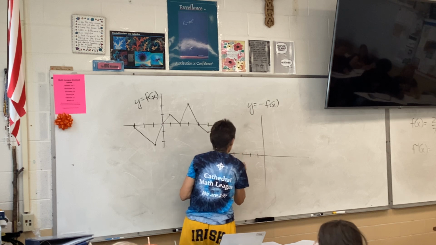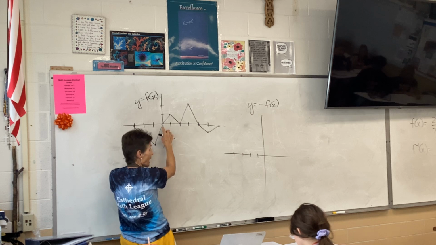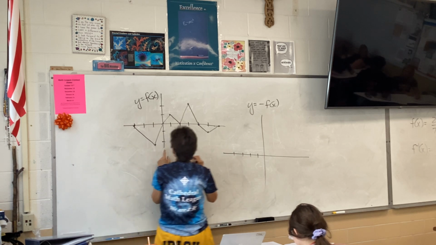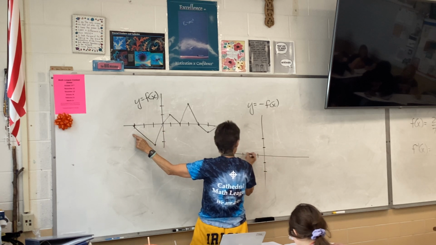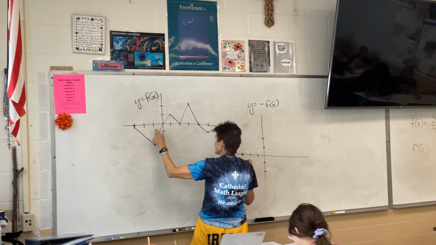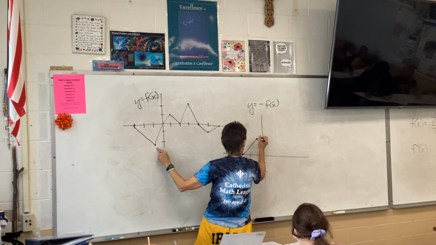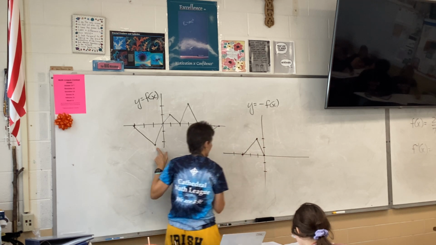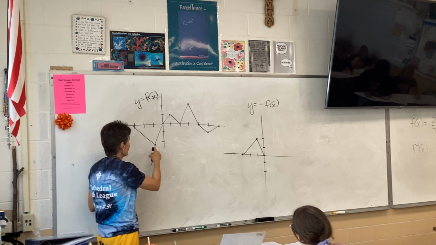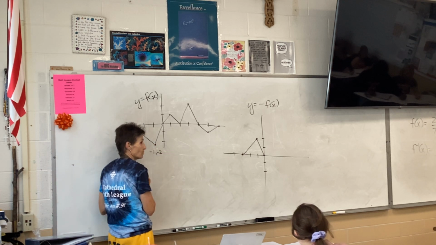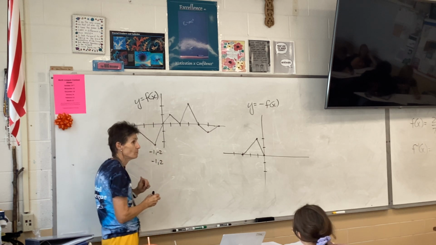Well, that means that this triangle right here, this guy right here, won't be down anymore. Now he will be up. Now, he's up the same amount. So we've got this point at negative 3. And instead of going down 2, we are going to go up 2. And there's our triangle, this guy right here. So this was the point negative 1, negative 2. When I go upside down, it becomes the point negative 1, positive 2.